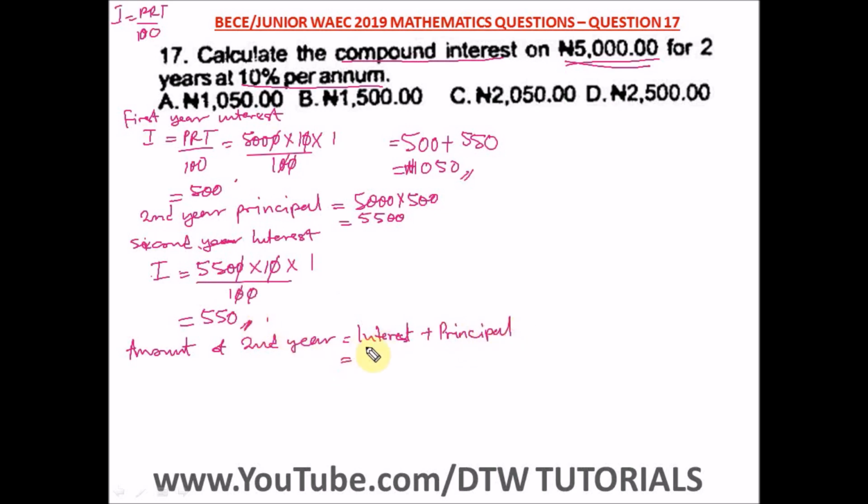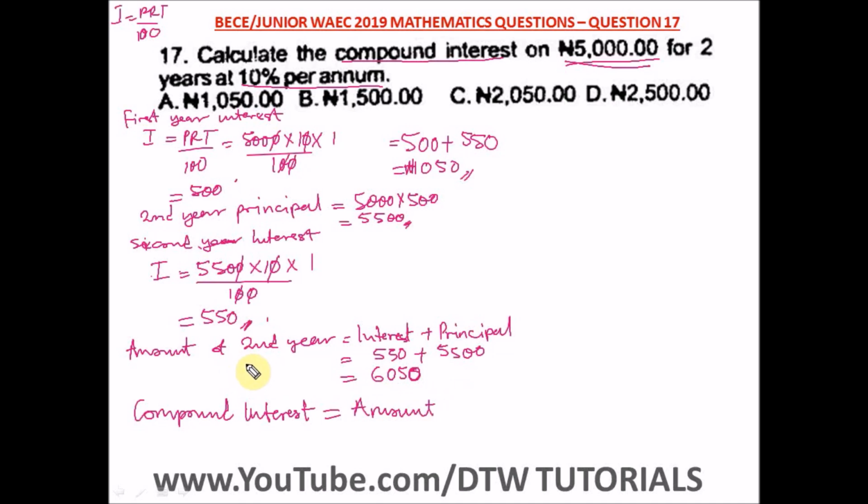Okay, the interest of the second year is 550, plus the principal of the second year, which is 5,500. If you add this, you're going to have 6,050 naira. Okay, so when we have the amount of the second year, all we need to do to get our compound interest will be equal to our amount of the second year, that's the last year.